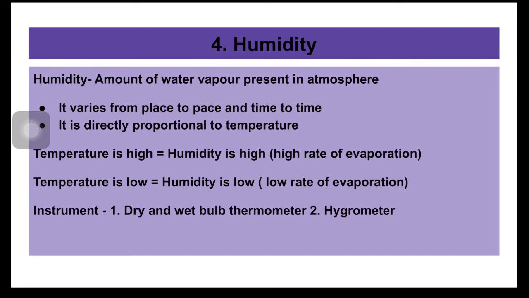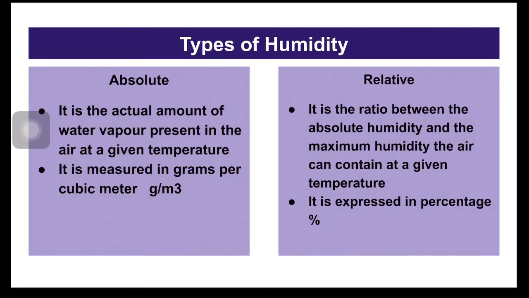Dry and wet bulb thermometer and hygrometer record the humidity. Now there are two types of humidity: absolute humidity, that means total humidity, and relative humidity, the comparison of humidity. We understand what is absolute humidity. It is the actual amount of water vapor present in the air at a given temperature, which is measured in grams per cubic meter. Whereas relative humidity is the ratio between absolute humidity and the maximum humidity the air can contain at a given temperature, which is expressed in percentage.